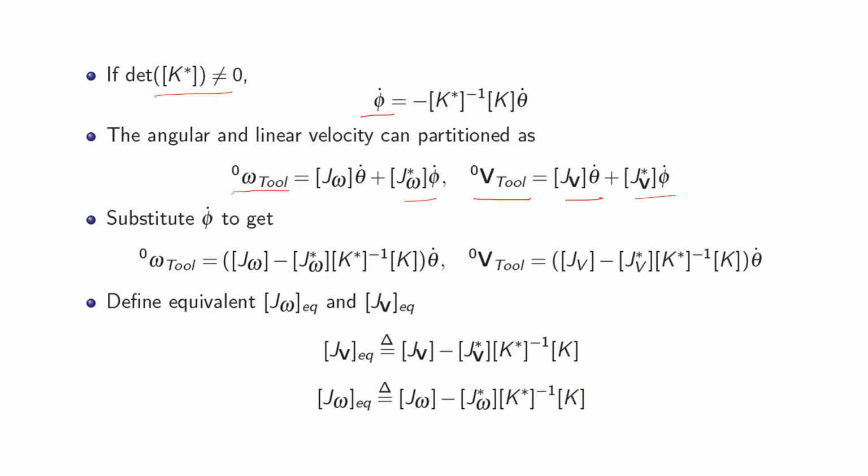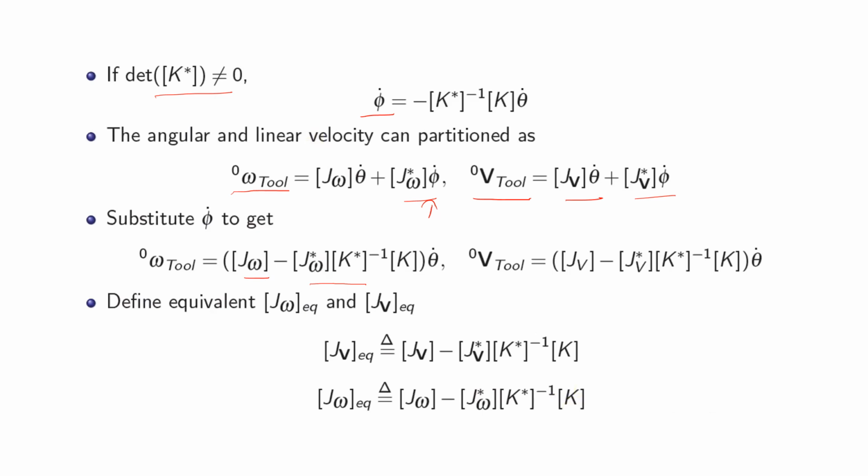If I substitute pi dot in the first equation, I will get the angular velocity of the tool, that is J omega minus J omega star K star inverse K, times theta dot.